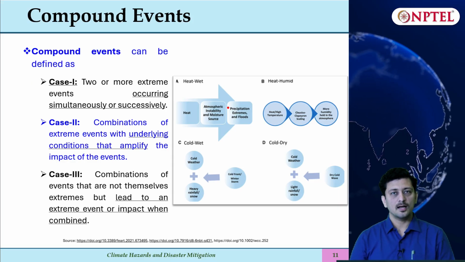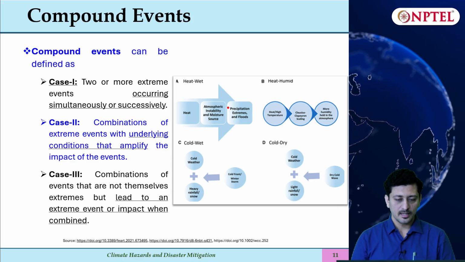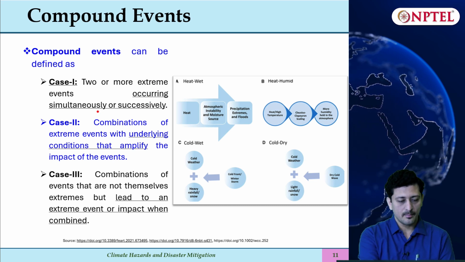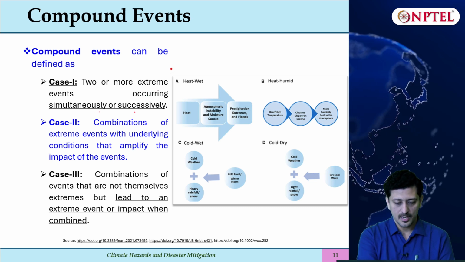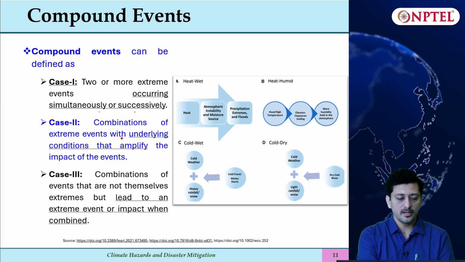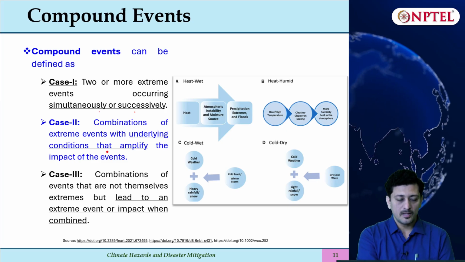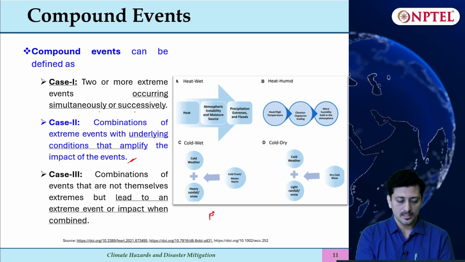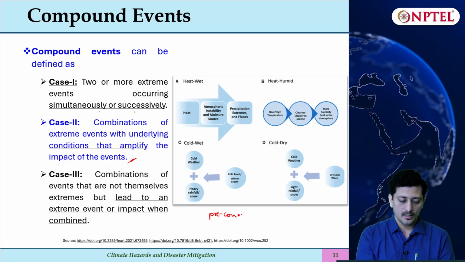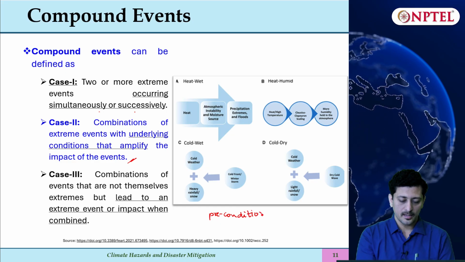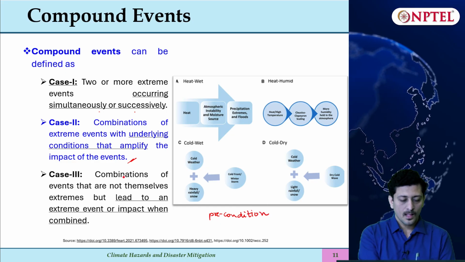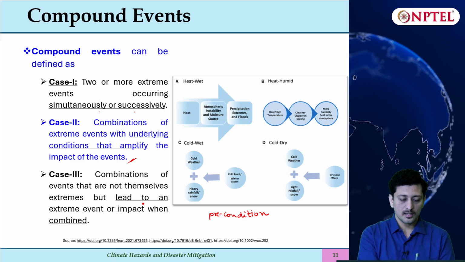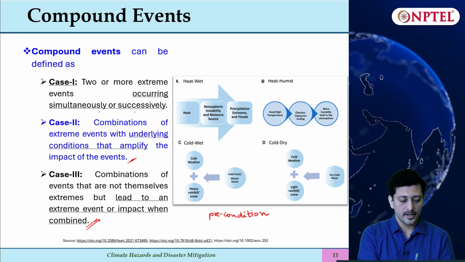The compound events are essentially defined in three different cases. Number one, if two or more events are occurring simultaneously or successively, that is the first criterion. Second, combination of events with underlying conditions that amplify the impact of events. So if there are some preconditions that amplify the existing condition, then that can also be a compound event. And third is combination of events which are not themselves extreme, but they lead to an extreme event when they are combined together.